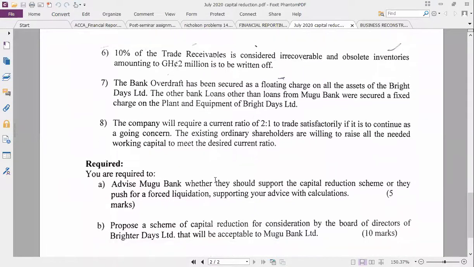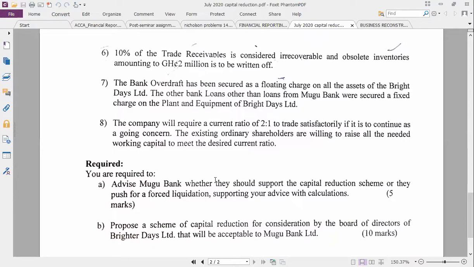Now note 8. The company will require a current ratio of 2:1 to trade satisfactorily if it is to continue as a going concern. The existing ordinary shareholders are willing to raise all needed working capital to meet the desired current ratio. I like that too. So that means here, if you are looking for somebody to be billed, take all and give it to the ordinary shareholders.